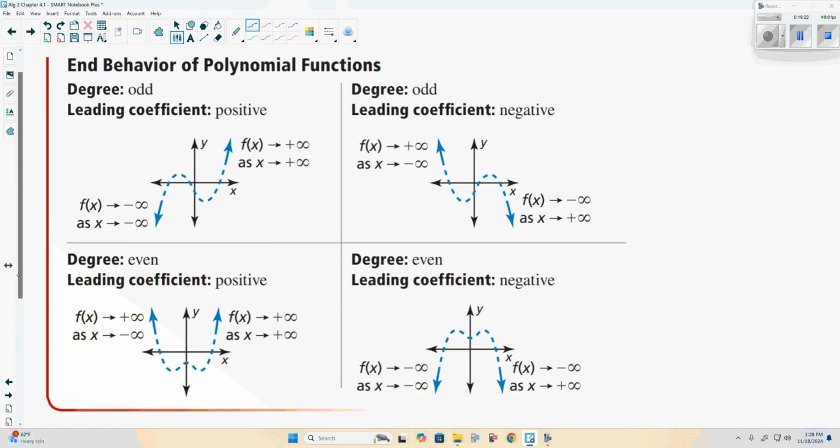In behavior. Last thing we're going to look at today is end behavior.